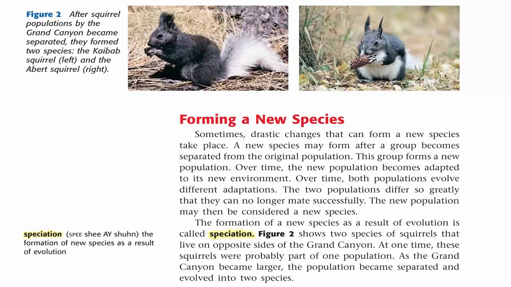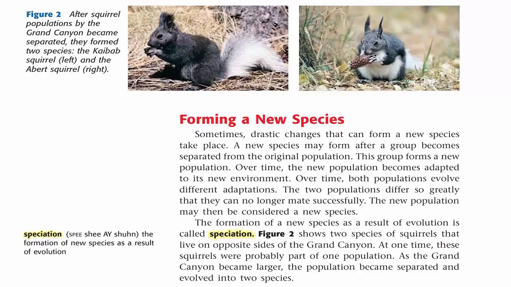Sometimes drastic changes that can form a new species take place. A new species may form after a group becomes separated from the original population. This group forms a new population. Over time, the new population becomes adapted to its new environment. Over time, both populations evolve different adaptations. The two populations differ so greatly that they can no longer mate successfully.